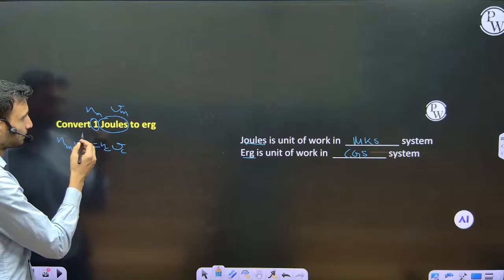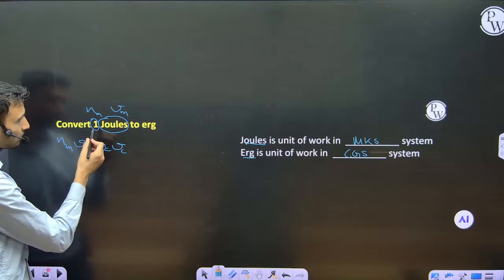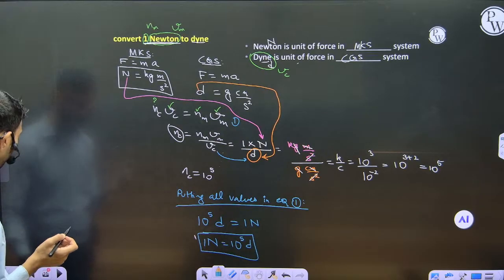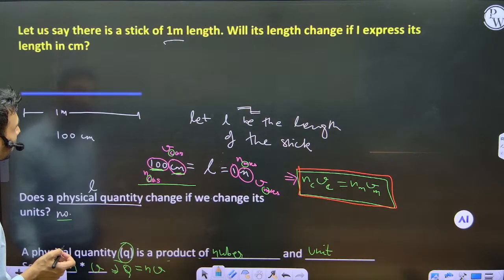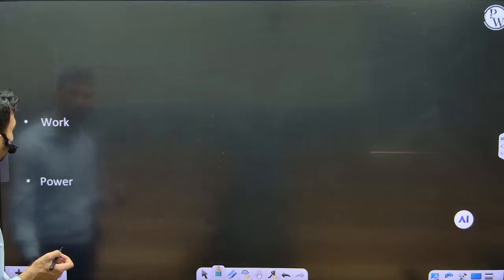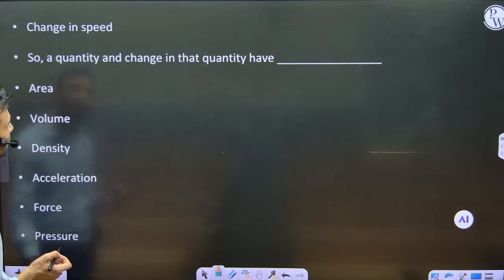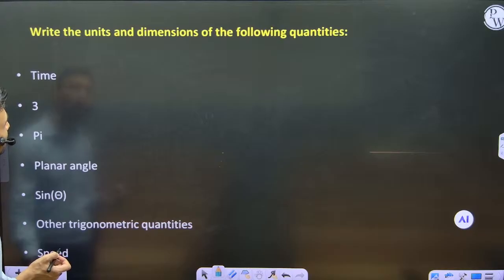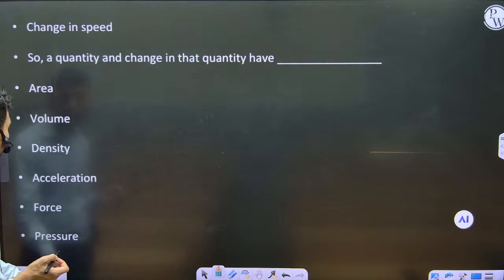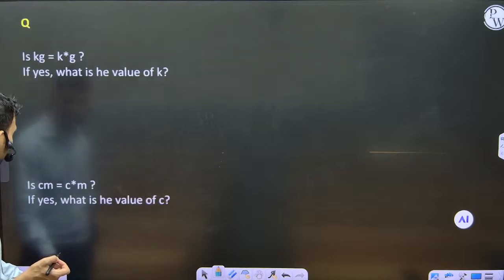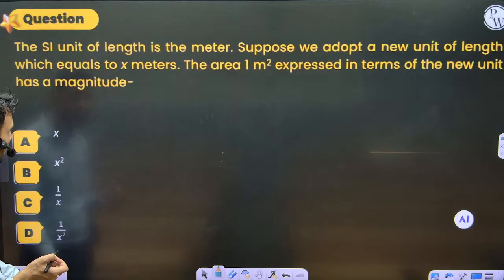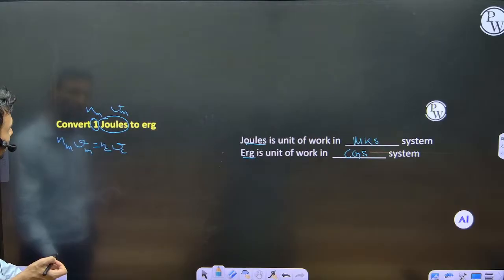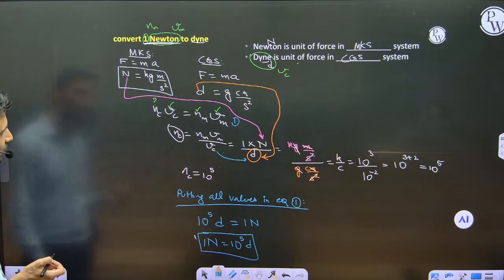So, one second. We have covered this part also, right? Units and dimensions. Fine. So we have done dimensions also. We are very close to ending the chapter now.